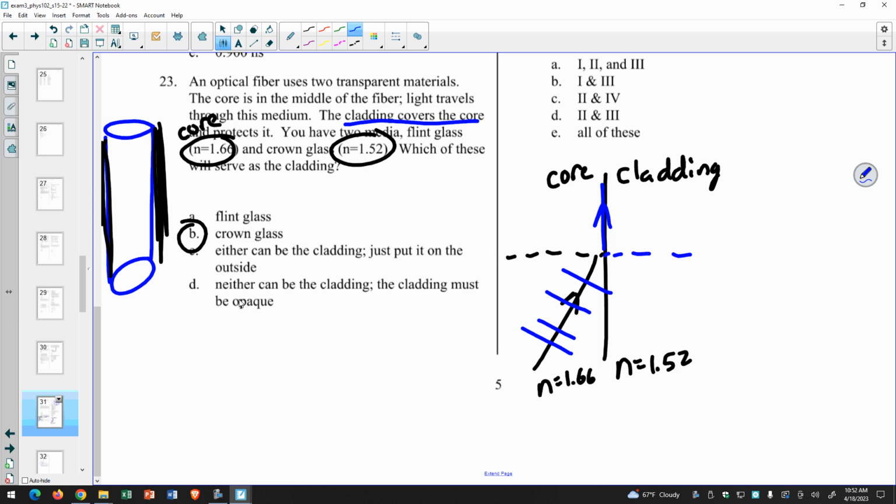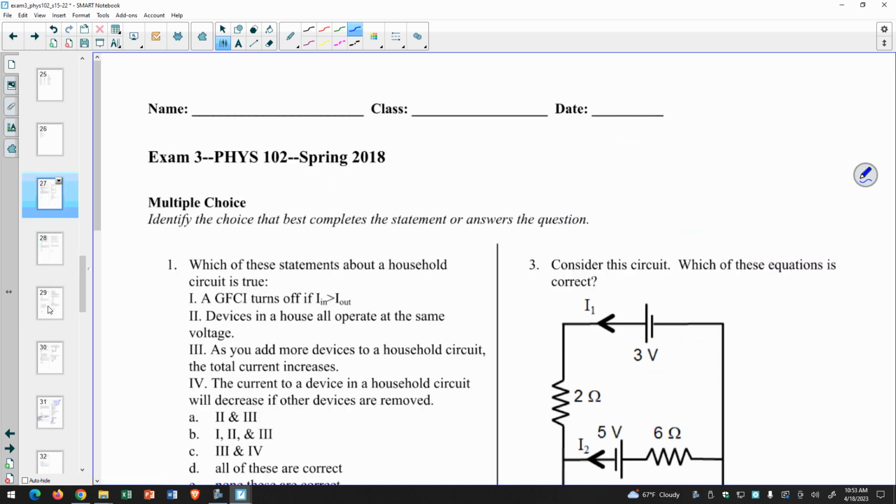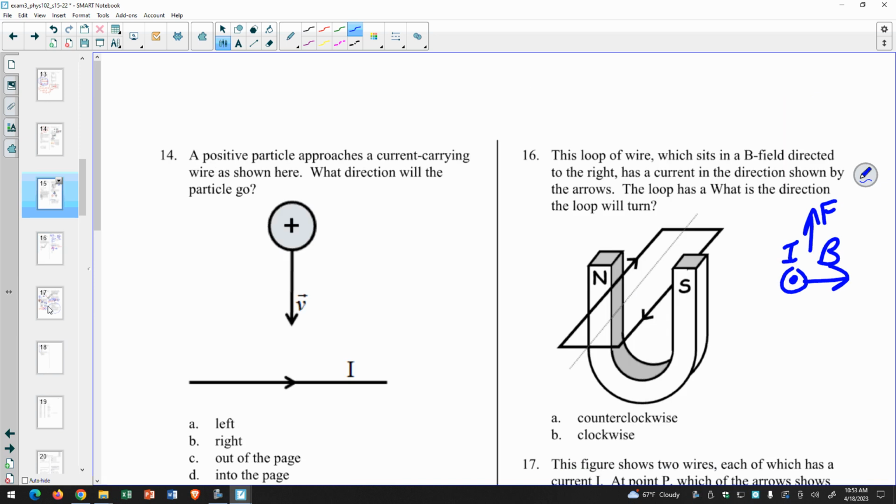Okay? What else? A lot of them are sort of repeats of one another. They're just slightly different.